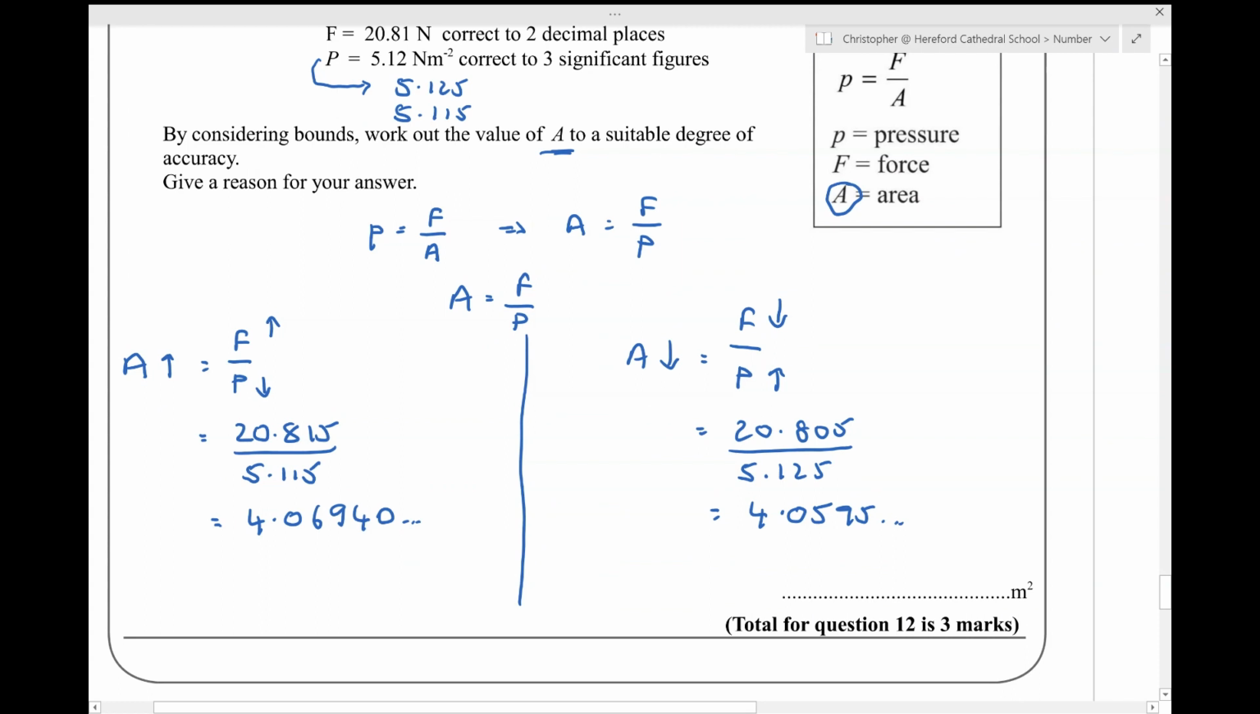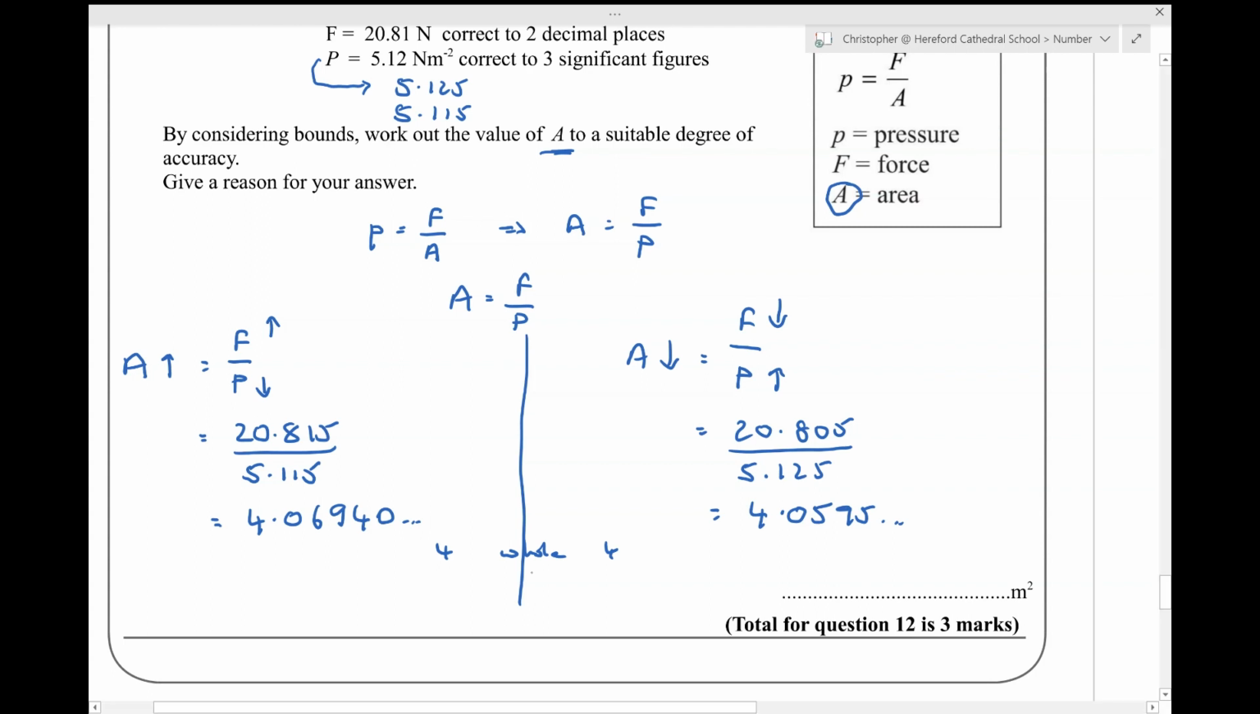Okay, so the answer is, what's the value of A to a suitable degree of accuracy? Well, if I work to the nearest whole number, then I get the same value for the upper bound, 4, as I do for the lower bound. So I get 4 for my upper bound and 4 for my lower bound. So I can definitely say that A is 4 to the nearest whole number.